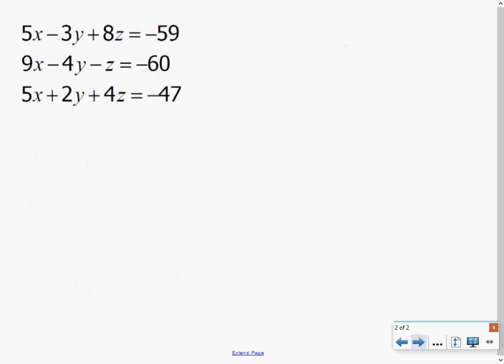So let's look at one more system here. Again, we have to decide what we think is going to be easiest to cancel. In this case, I think it's going to be the z's. I can cancel the z's out in this equation pretty easily if I multiply the middle equation by 8.